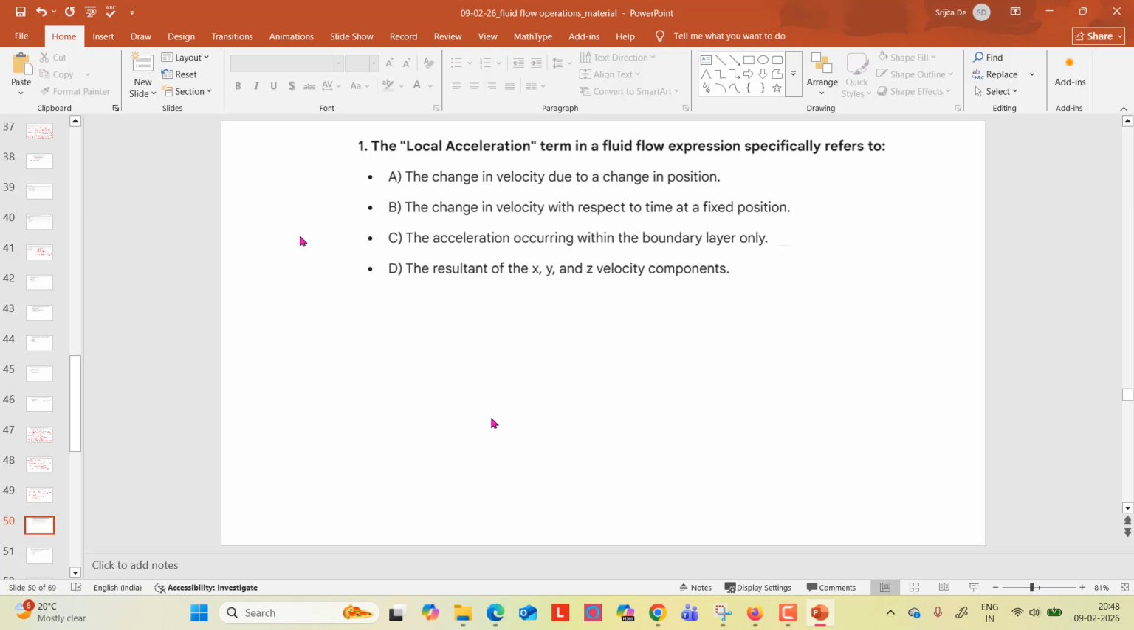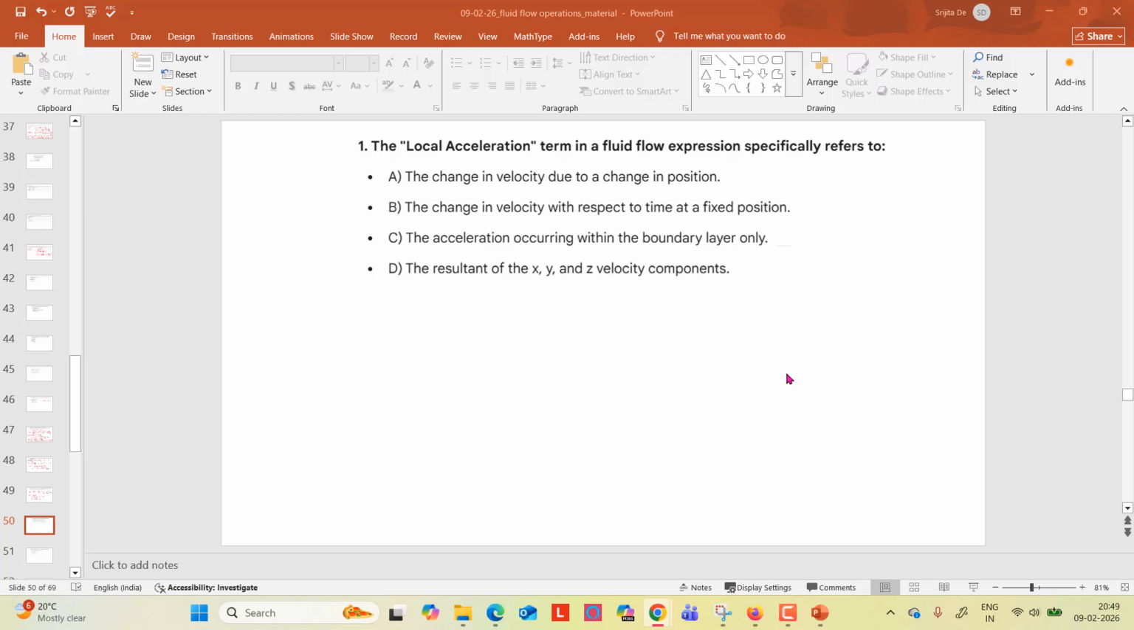Okay. Next, the local acceleration term in a fluid flow expression specifically refers to: the change in velocity due to change in position, the change in velocity with respect to time at a fixed position, the acceleration occurring within the boundary layer only, or the resultant of the xyz velocity components. So it is option B. The change in velocity.